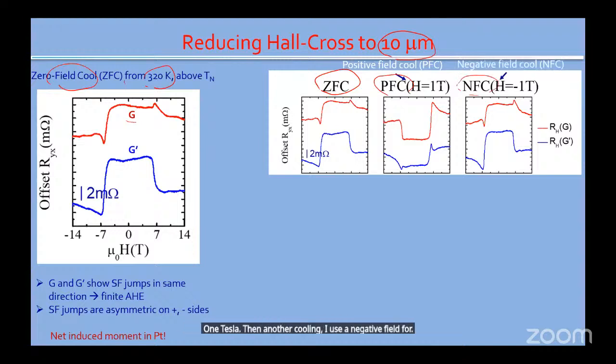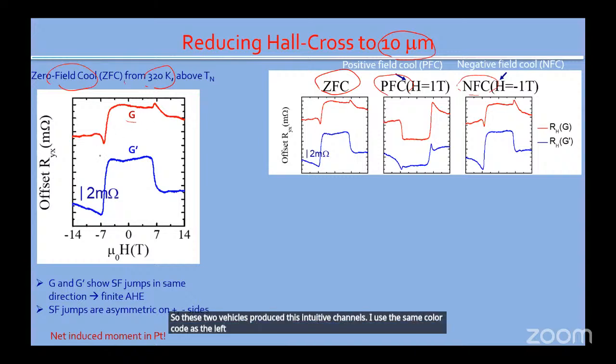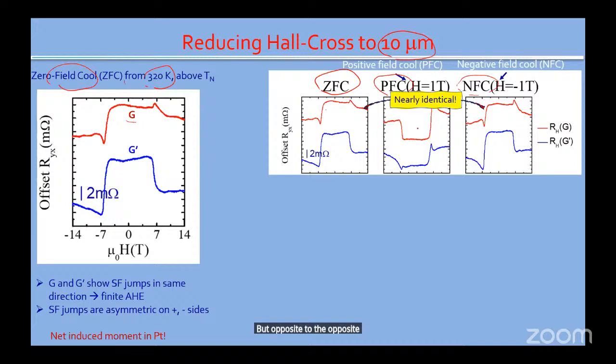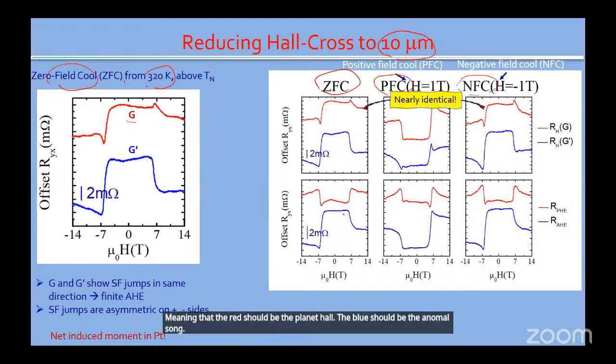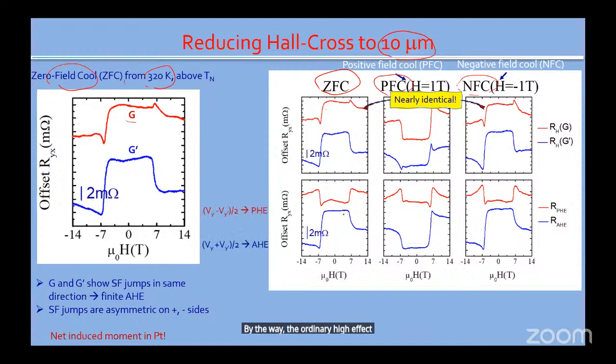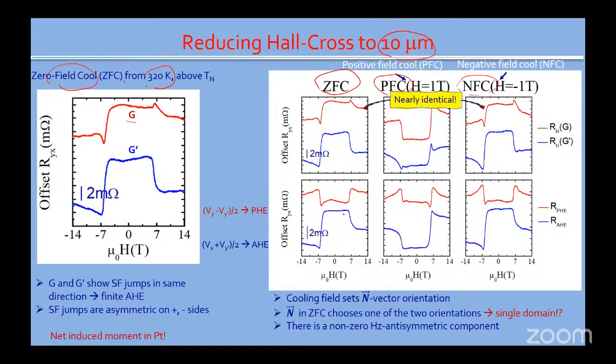So these two field cools produce this in two channels. I use the same color code as the left. You see the zero field cool trace is almost identical to the negative field cool, but opposite to the positive field cool. That is very interesting. If I do a sum and a difference, the red should be the planar Hall, the blue should be the anomalous Hall. By the way, the ordinary Hall effect is already taken out. So I immediately see something.